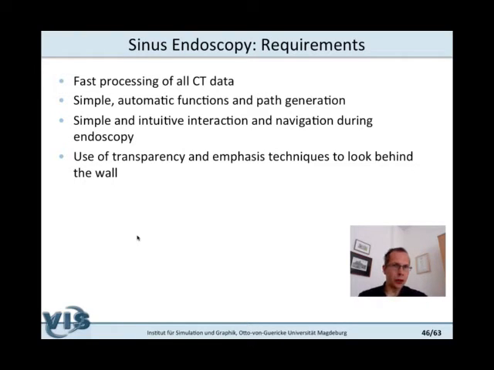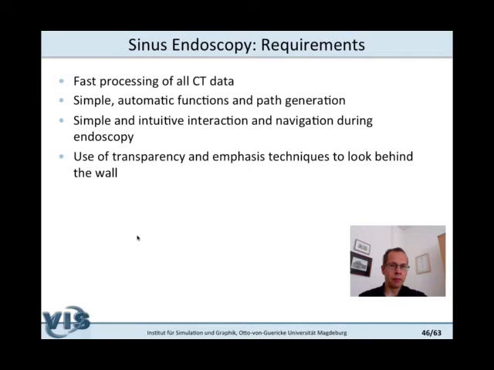A few remarks on requirements for a virtual endoscopy system for sinus surgery, and that is what we call sinus endoscopy. Of course, we should be able to process all the CT data quite fast. We need functions to support path generation. We need interaction facilities to navigate on a pre-computed path, but also in other directions of the nasal cavity.